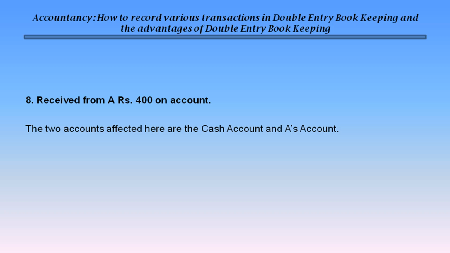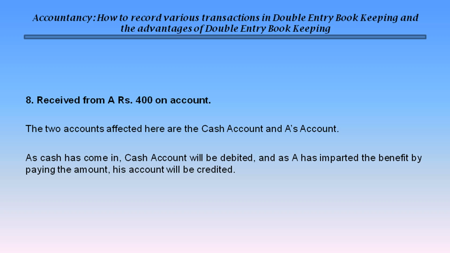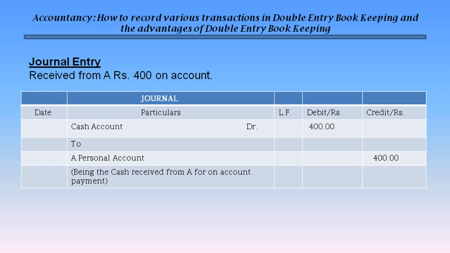Received from A rupees 400 on account. The two accounts affected here are the cash account and A's account. As cash has come in, cash account will be debited, and as A has imparted the benefit by paying the amount, his account will be credited.